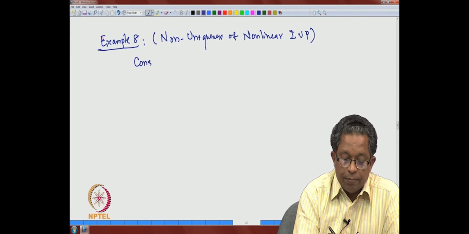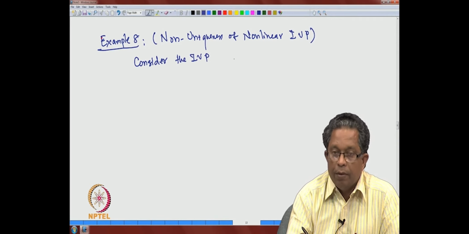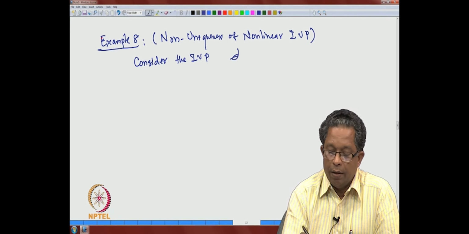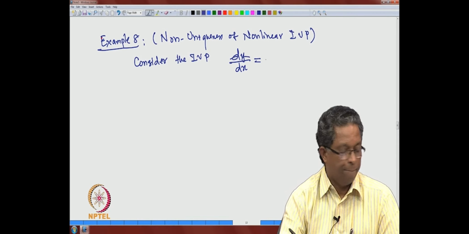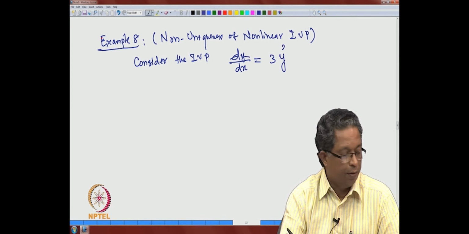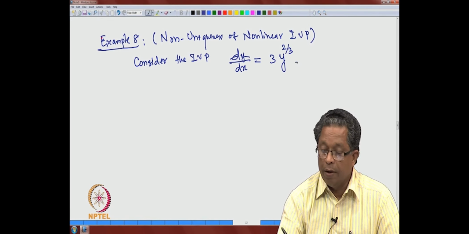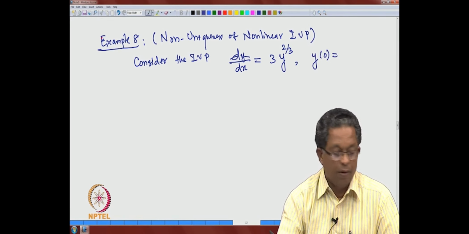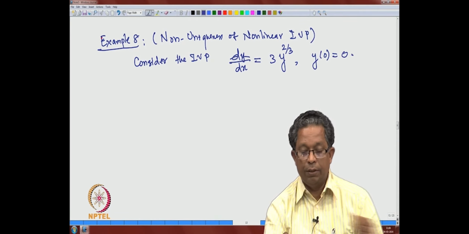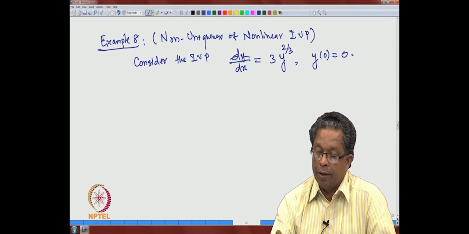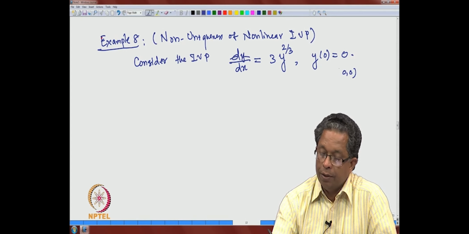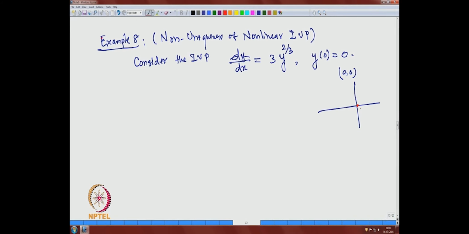So consider the initial value problem given by dy/dx is equal to 3y^(2/3), and the initial condition is y(0) = 0. So this is also a nonlinear differential equation with a given initial point (0, 0). So you are looking for a solution that starts from (0, 0).